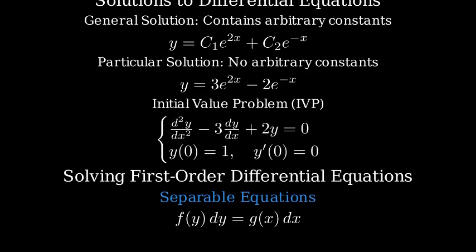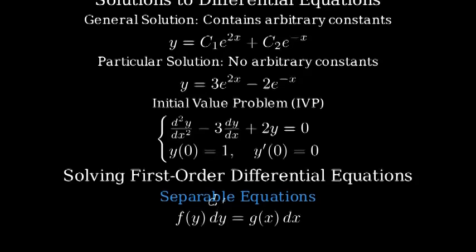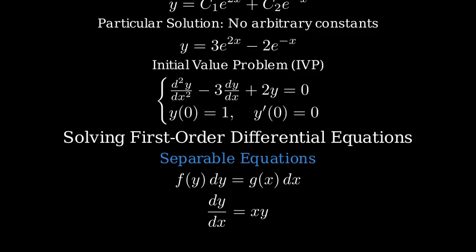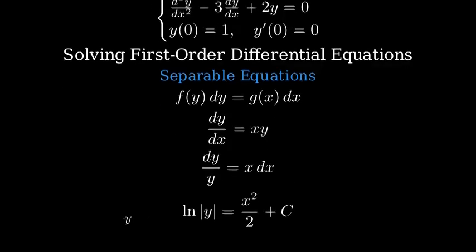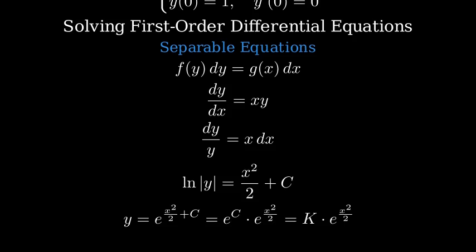For example, consider the equation dy/dx equals x times y. We can rewrite this as dy over y equals x dx. Integrating both sides gives us the natural log of the absolute value of y equals x squared over 2 plus c, where c is a constant of integration. Solving for y, we get y equals e to the power of x squared over 2 plus c, which we can rewrite as y equals k times e to the power of x squared over 2, where k is e to the power of c.